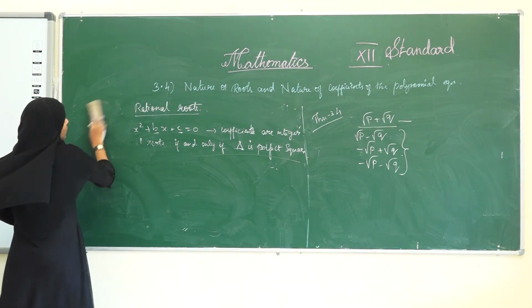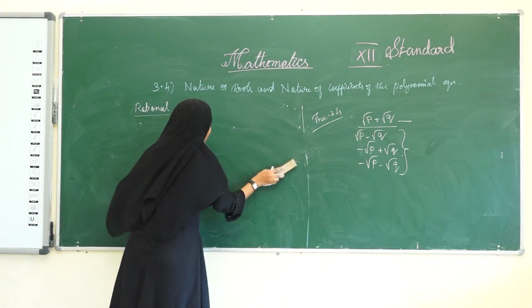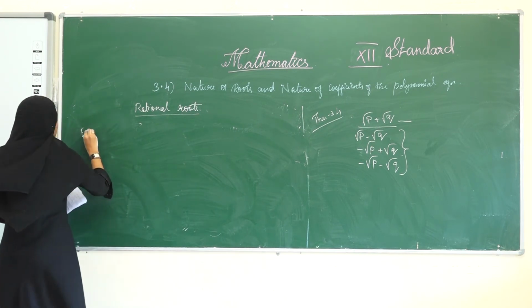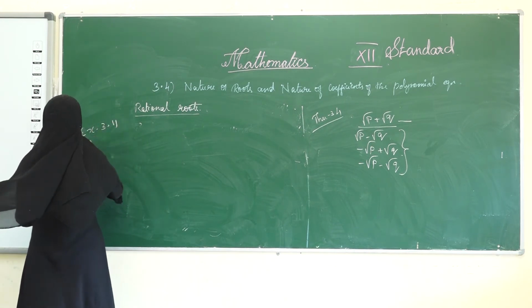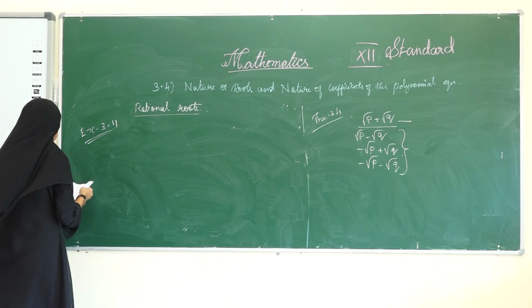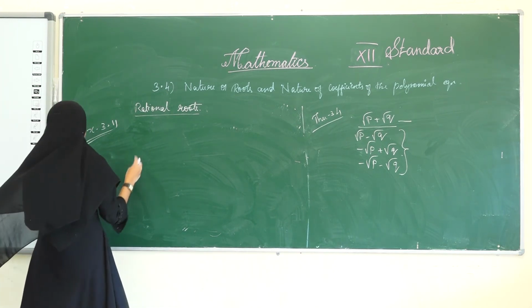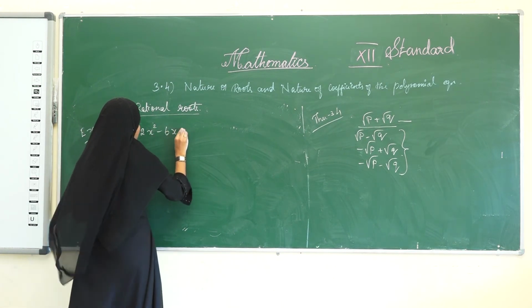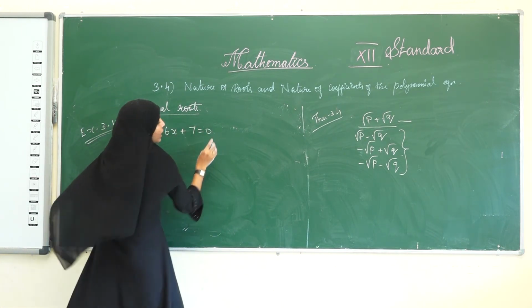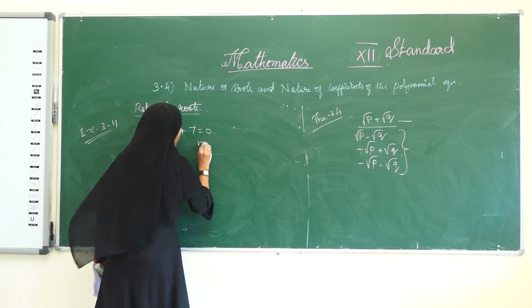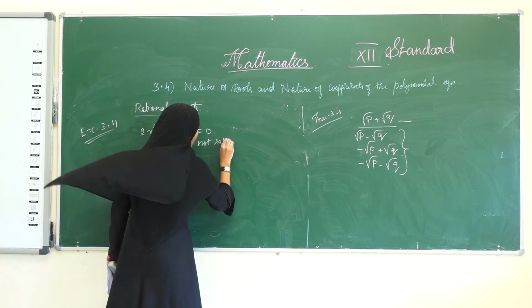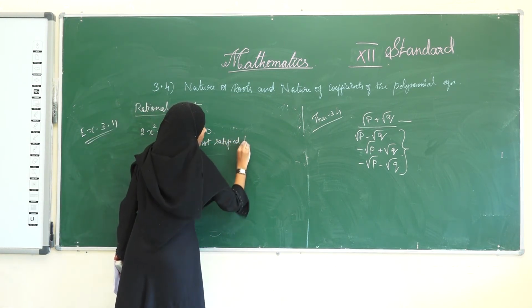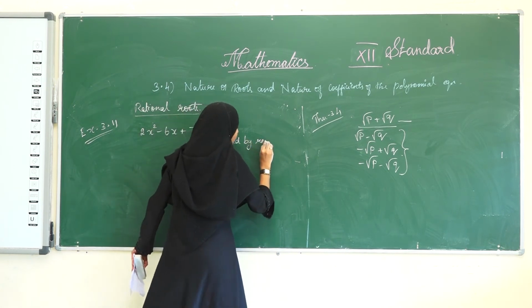Okay, we can move on to example 3.11. There are 3 examples given, right? It will be very easy. So what they have given is: show that the equation 2x square minus 6x plus 7 equal to 0 cannot be satisfied by real values of x.